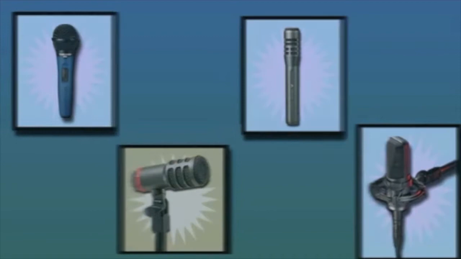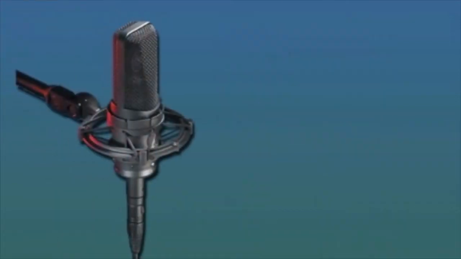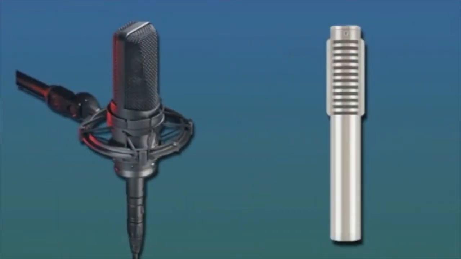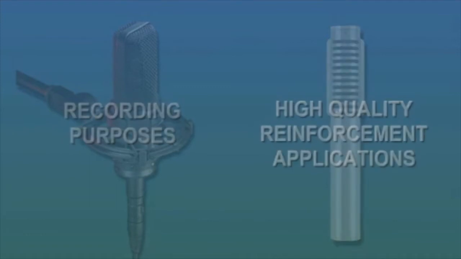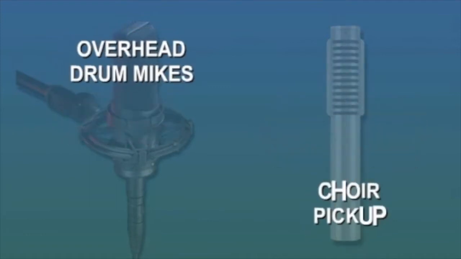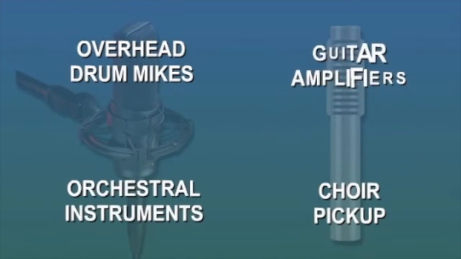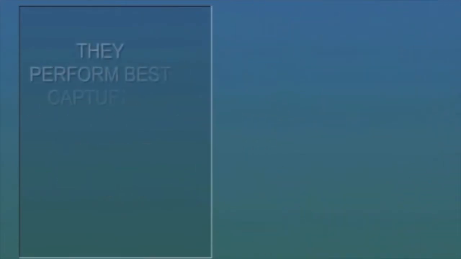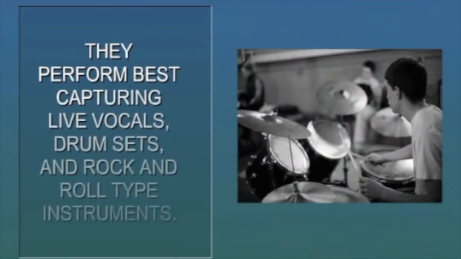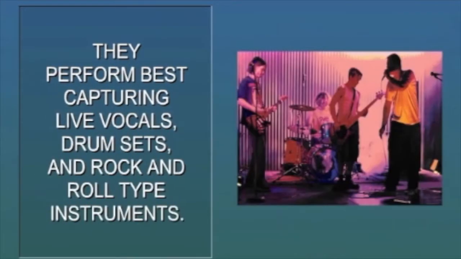Aside from experimentation, the rule of thumb is that condenser and ribbon microphones are used primarily for recording purposes and high-quality reinforcement applications such as overhead drum mics, choir pickup, orchestral instruments, and guitar amplifiers. Dynamic microphones are best suited for high SPL applications which do not require high sensitivity. They perform best capturing live vocals, drum sets, and rock and roll type instruments.